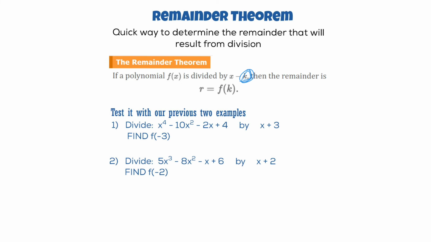The first one we did was this x to the 4th polynomial, where I had to put in the 0x cubed. We have this, and we're dividing it by x plus 3. So let's test it with f of negative 3, because that's the k value. If you do f of negative 3, you plug negative 3 into each one of these. So I'd have negative 3 to the 4th power minus 10 times negative 3 squared minus 2 times negative 3 plus 4. Now I'm writing that out for your notes.